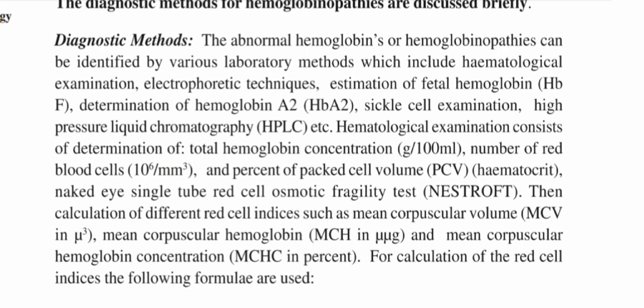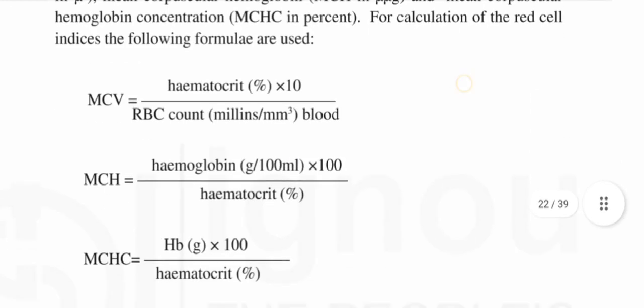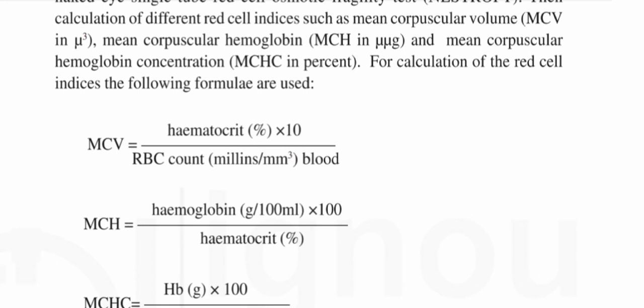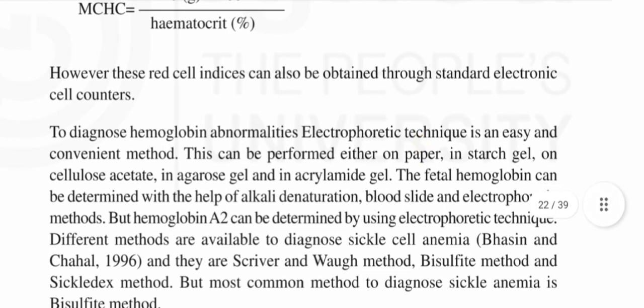For calculation of the red cell indices, the following formulas are used. MCV is equal to hematocrit percentage into 10 upon RBC count in millions per cubic millimeter blood. MCH is equal to hemoglobin in gram per 100 ml into 10 upon RBC count. MCHC is equal to hemoglobin in gram into 100 upon hematocrit percentage. However, these red cell indices can also be obtained through standard electronic cell counters.